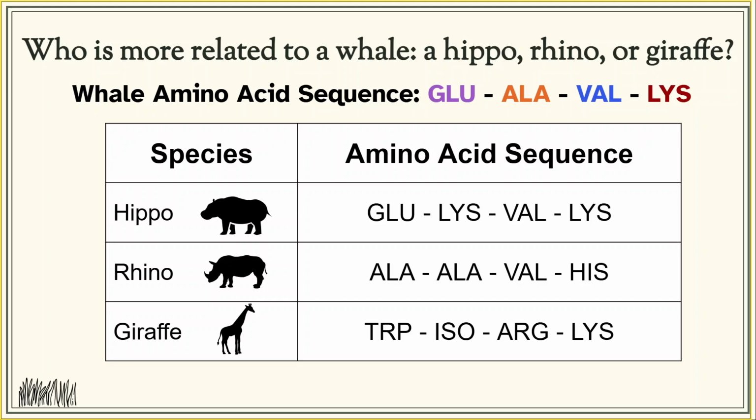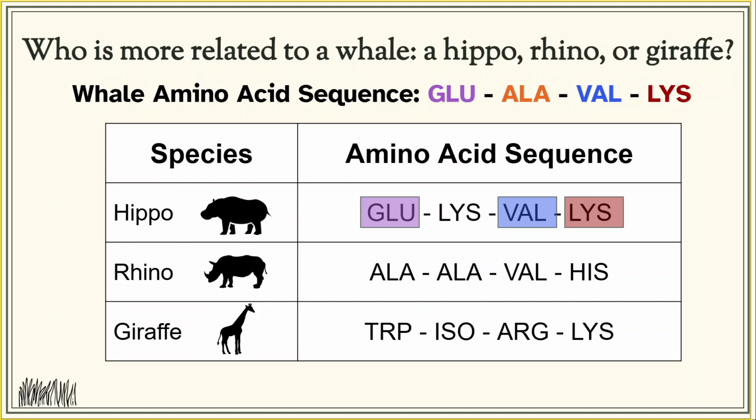So if I ask you who is more related to the whale, the hippo, the rhino, or the giraffe, and I give you the whale's amino acid sequence, you should be able to figure it out. If you want, you can pause now and try it for yourself. If not, I'll walk you guys through it. So the way you would do this, you remember, the more DNA you have in common, the closer related you are to somebody. So I know the whale has the amino acid sequence GLU, ALA, VAL, LYS. So let's look at the other ones. I see that the hippo has GLU, VAL, and LYS in the same spot as the whale.